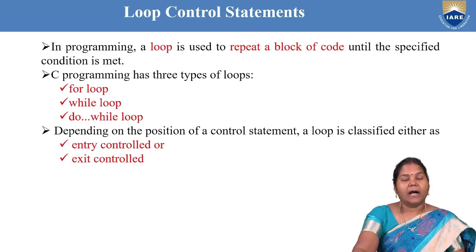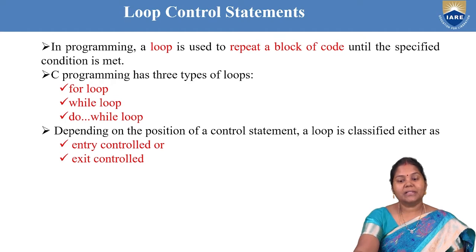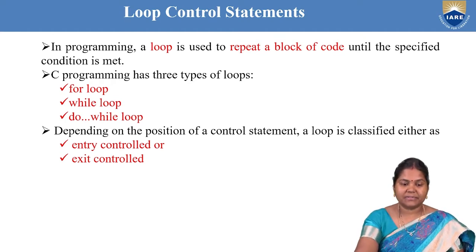Now, after the decision-making statements, let us move on to the control structures or loop control statements in C language. So, why should a loop be used? In programming, a loop is used to repeat a block of code until a specified condition is met. In C programming, there are 3 types of loops: for loop, while loop, and do while loop.